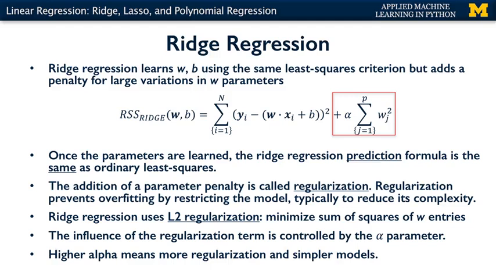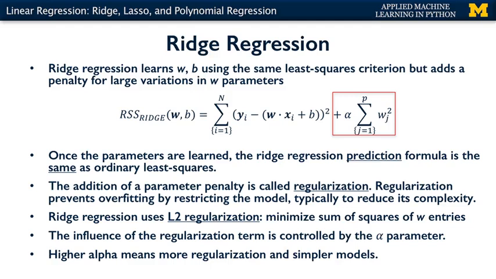Once ridge regression has estimated the W and B parameters for the linear model, the prediction of y values for new instances is exactly the same as in least squares. You just plug in your input feature values, the xi's, and compute the sum of the weighted feature values plus b with the usual linear formula.